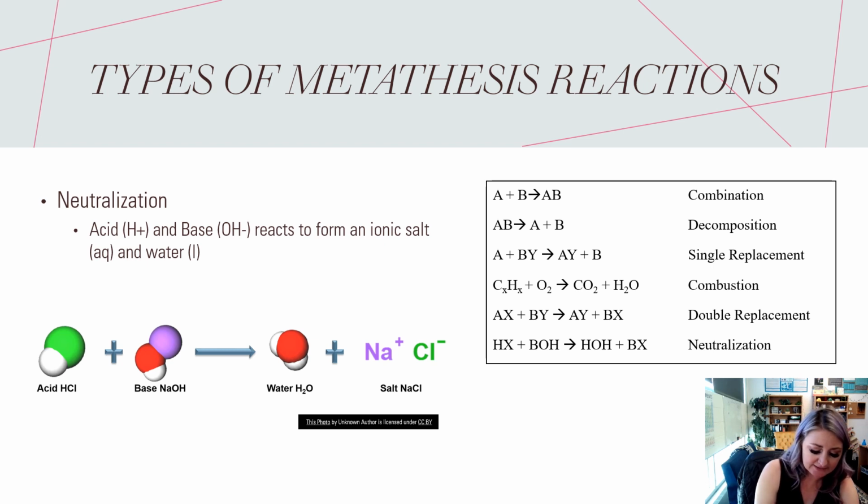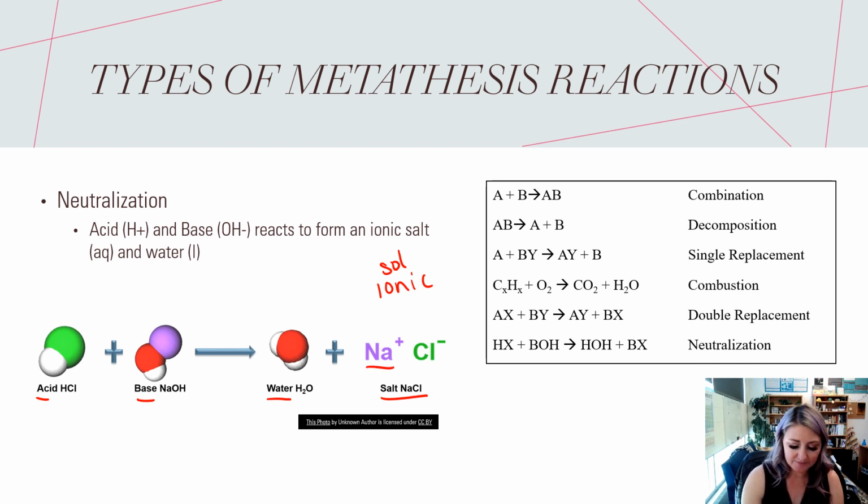So this is my acid and this is my base, and those will react to form water and a salt. We use the word salt in kind of a vague sense. Salt is going to refer to basically any soluble ionic compound. So here we have a metal and a nonmetal, an ionic compound, a transfer of electrons. That's my salt.